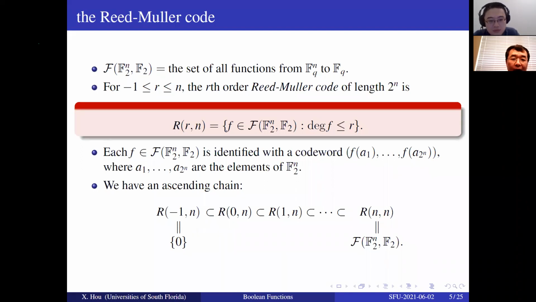Okay. And we have an ascending chain, an ascending sequence. Now, the Reed-Muller code of order -1 is defined to be the 0 subspace. And then you have the 0th order Reed-Muller code, which is the collection of constant functions. And then here you have collections of polynomials of degree 1, or you might want to say affine functions. And when you reach the nth order, you have the ambient space of all functions from F2 to the n to F2. Right, so we have this nice ascending chain.